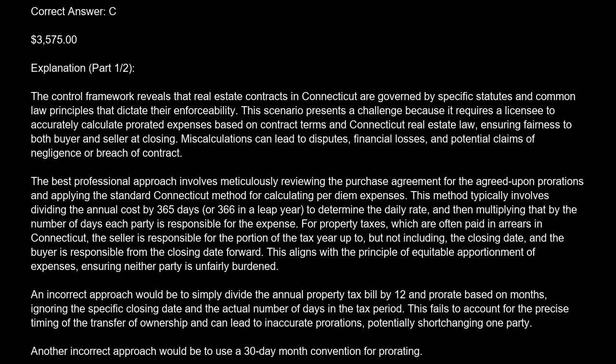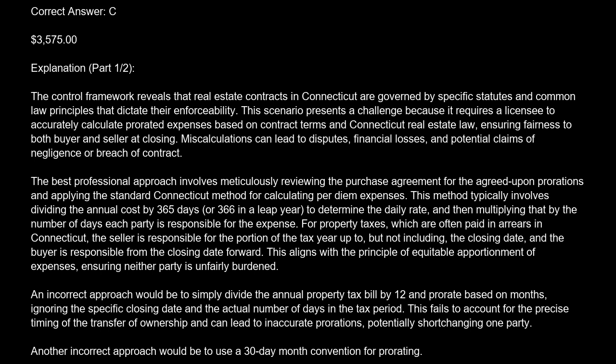$3,575.00. Explanation. The control framework reveals that real estate contracts in Connecticut are governed by specific statutes and common law principles that dictate their enforceability. This scenario presents a challenge because it requires a licensee to accurately calculate prorated expenses based on contract terms and Connecticut real estate law, ensuring fairness to both buyer and seller at closing. Miscalculations can lead to disputes, financial losses, and potential claims of negligence or breach of contract.